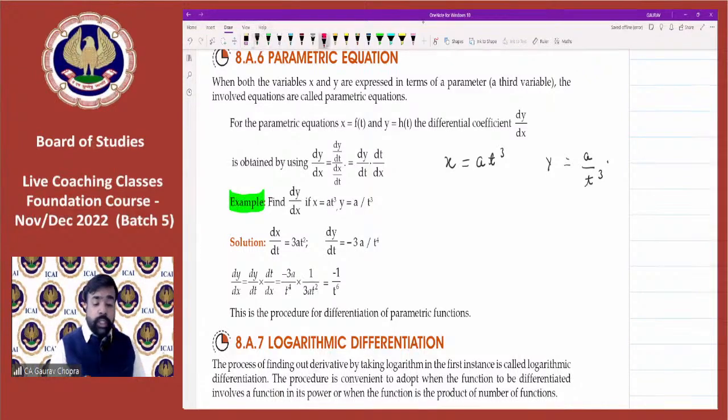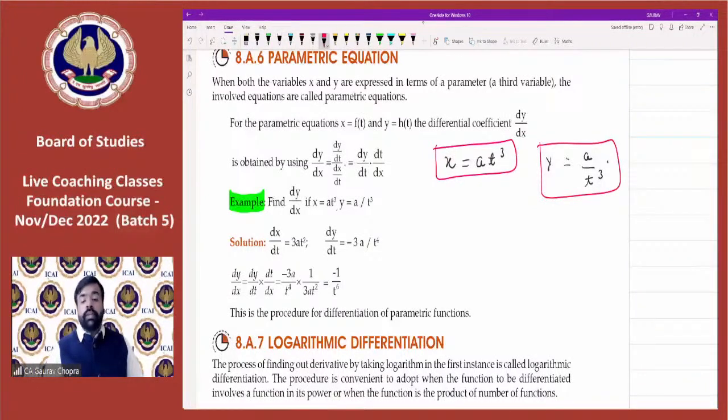So now in the first equation, what are the two variables? One is x and the second one is t. In the second equation, again we have two variables: y and t. So let us solve them first. In the first equation, we can calculate dx by dt, the derivative of x with respect to t, because the variable t is given. A is constant, it will remain as it is, and t cube will become 3t square. So we can write 3a t square.